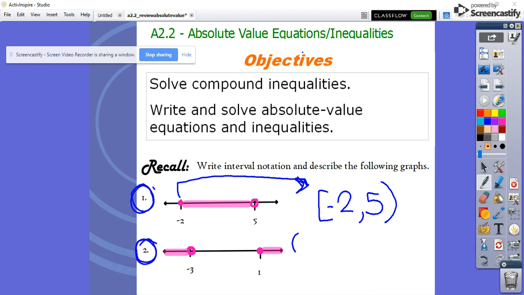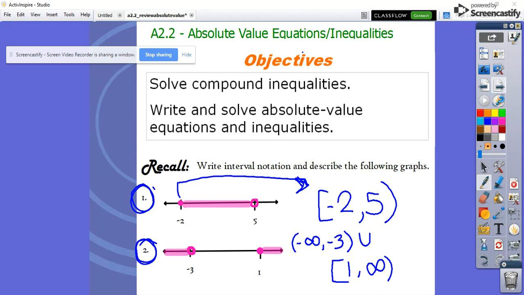So we have to go from -infinity all the way to -3, parentheses because it's open dot, union. We skip over the section between -3 and 1, but we pick back up at 1 with a closed dot all the way to infinity. So I hope you remember that from Algebra 1 and 2. And think about when we start graphing these absolute value inequalities, what our final solution is going to look like.